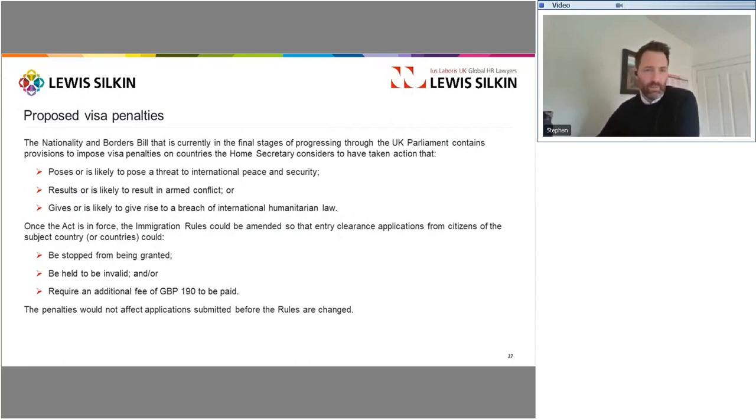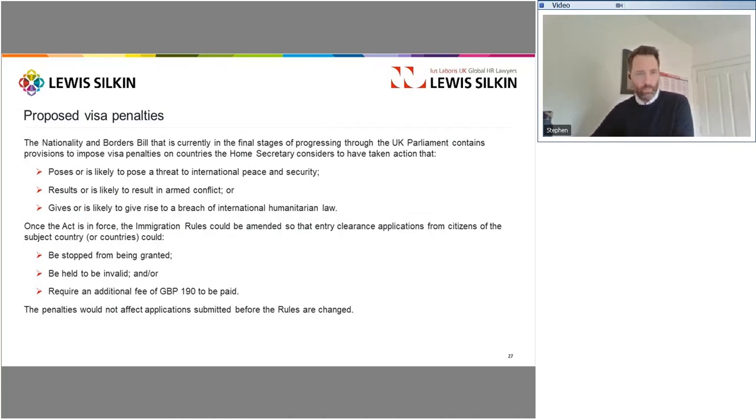And so, the proposed visa penalties. This is in relation to the Nationality and Borders Bill that is currently in the final stages of progressing through the UK Parliament. It contains provisions to impose visa penalties on countries the Home Secretary considers to have taken actions that pose or are likely to pose a threat to international peace and security, result or are likely to result in armed conflict, or give or are likely to give rise to a breach of international humanitarian law.